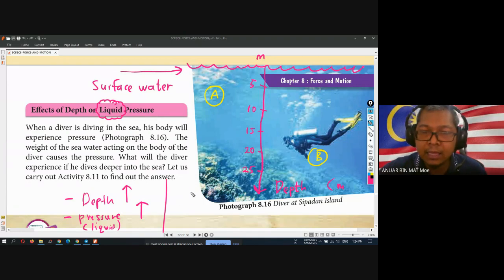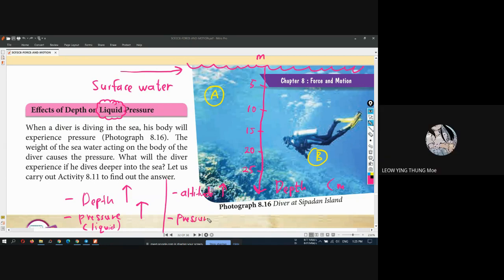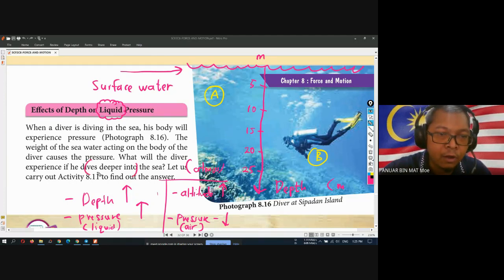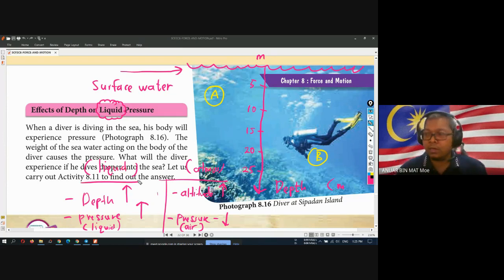But inside the air, if the altitude increases, what happens to the pressure? Decrease. Very good. So what type of pressure? Air pressure. This is for atmosphere, and this is for liquid. Okay, class, do you have any question? Can you understand this?